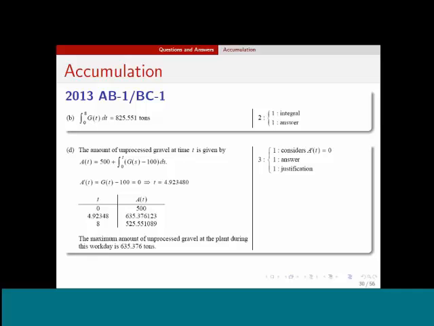And in part D, on the right-hand side, you'll notice that there's sort of a conceptual point here. We want them to somehow know that they need to set some derivative equal to 0. 1 point for the answer and 1 point for the justification.